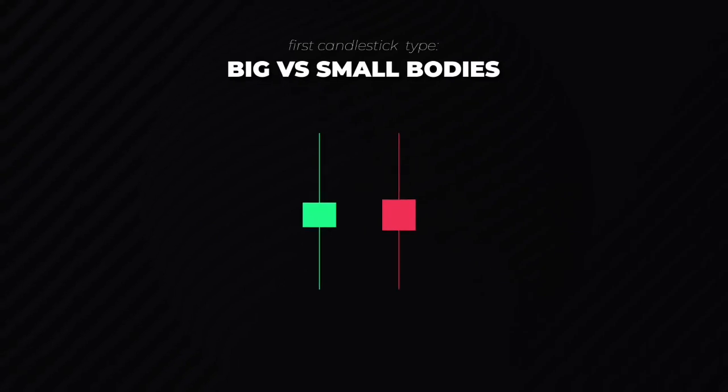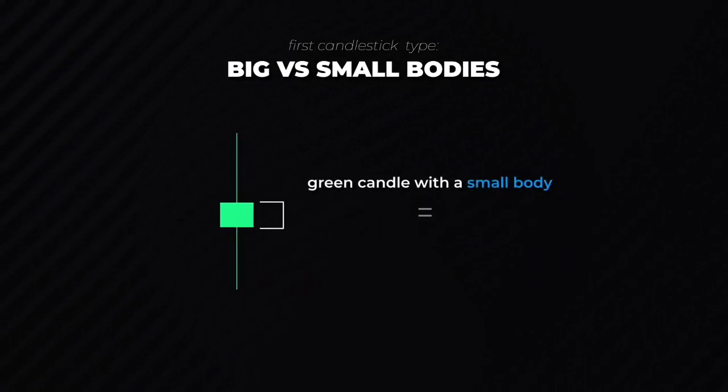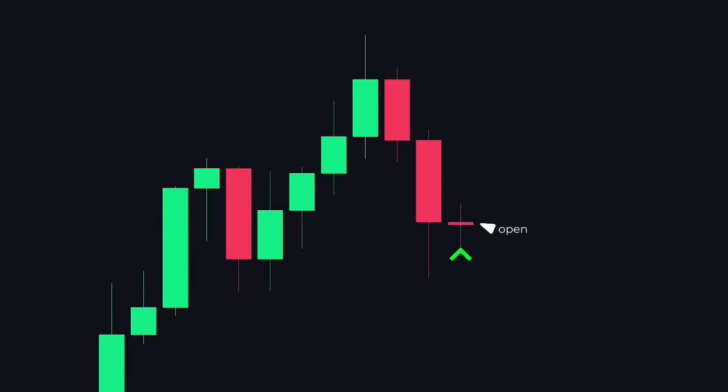A candle with a small body tells a different story. A green candle with a small body shows that, although buyers were in control, they weren't very dominant, as sellers also put up a lot of resistance. The price opened lower, and buyers tried to push it up. But since sellers were almost as strong, the price didn't move much and ended near the opening price. This is why the candle has a small body.